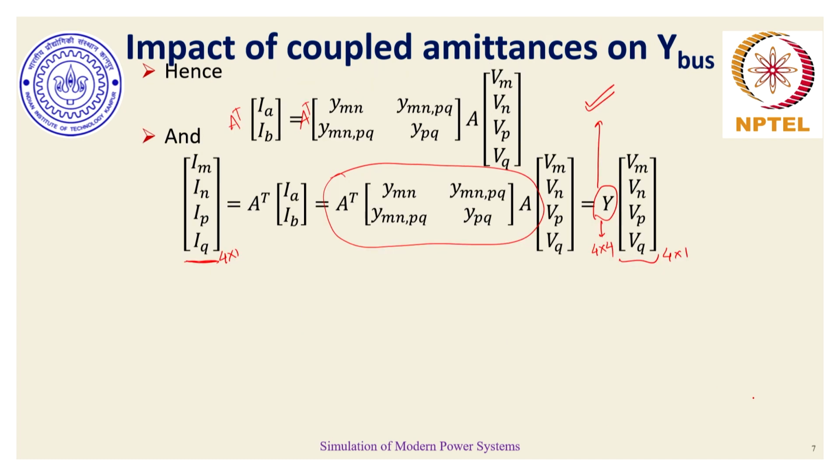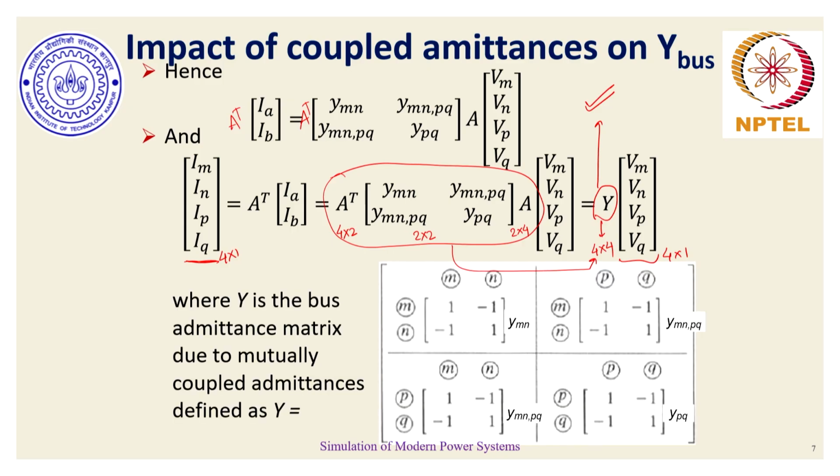So, if we bring back those mathematical consistencies of multiplication of matrices, A transpose is 4 cross 2, this is a 2 cross 2 matrix, and here we have a 2 cross 4 matrix. So, mathematically the matrices can be multiplied, and hence we get this 4 cross 4 matrix, which has been blown up and shown over here. Please spend some time in understanding how this Y matrix comes into this particular form.